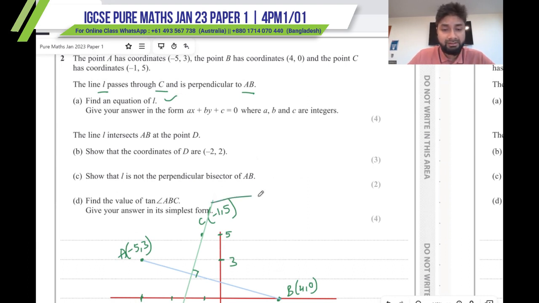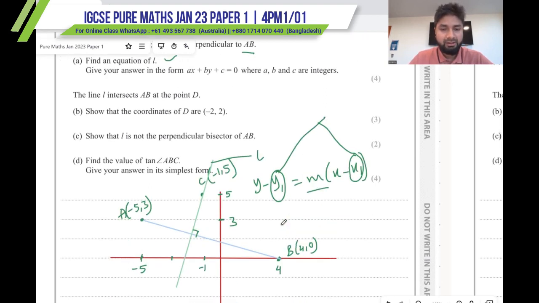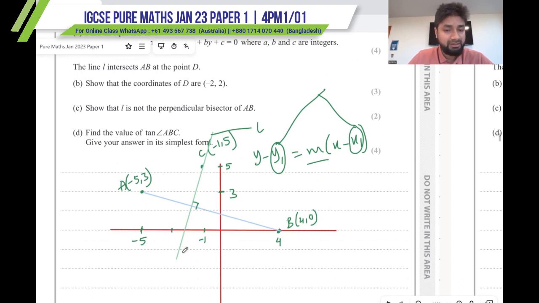To find the equation of this line L, we have to use this formula: y minus y1 equals m times x minus x1. That's the formula for finding the equation of a straight line. From here we can see x1 and y1 are the coordinates of a point on that particular line, and this m is the gradient of that particular line. So do we have any coordinate of this line L? Yes, we do. We have C over here. And about the gradient, we need to find the gradient.